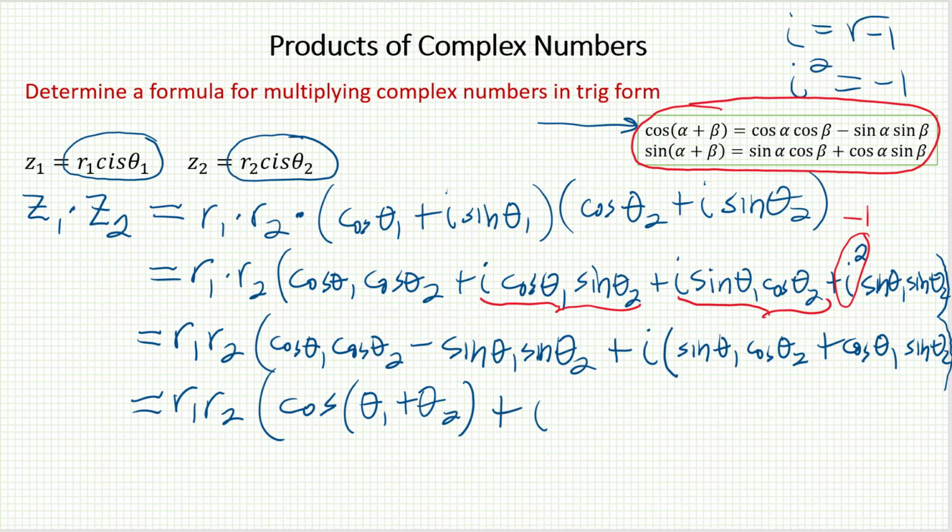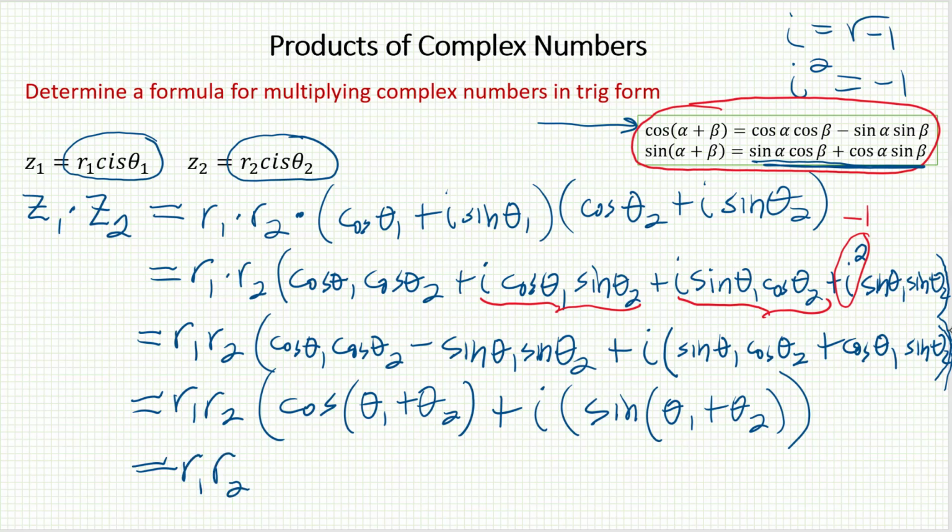Same thing with the other part. I have the i, and then I have sine first, cosine second, plus cosine first, sine second. That's this. Therefore, that second part is equal to sine of theta 1 plus theta 2. Well, this expression we've just ended up with is in trig form. It's got a modulus here at the front, r1 times r2, and then the rest of it is cosine angle plus i sine angle, which I can abbreviate with our cis theta 1 plus theta 2.